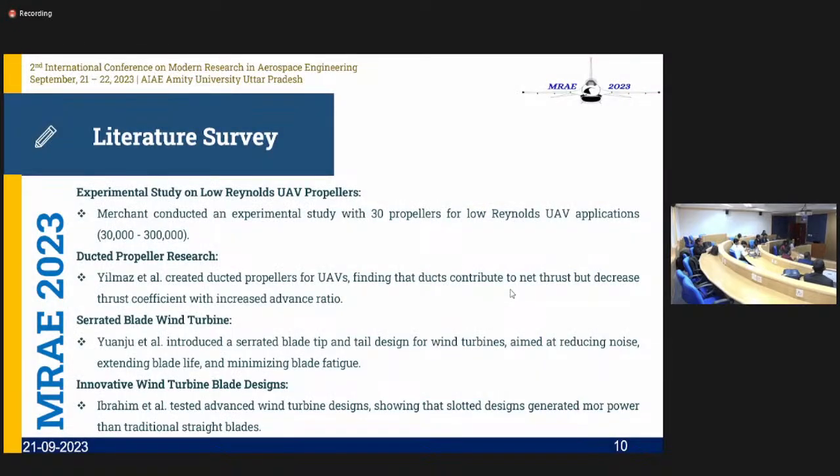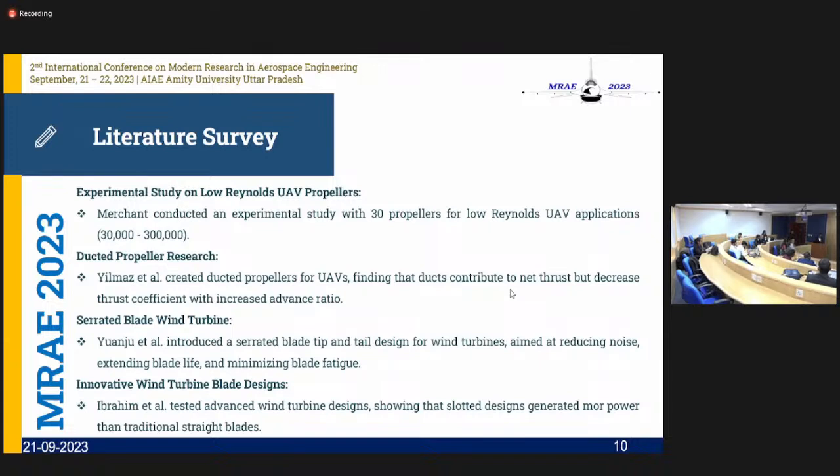Next, the experimental study on low Reynolds number UAV propellers, which Merchant conducted with 30 propellers for low Reynolds UAV applications, around 30,000 to 3 lakh. And ducted propeller research, which is highlighted by Ilzma et al., who created ducted propellers for UAVs, finding that the ducts contribute to net thrust but decrease the thrust coefficient with increased advance ratio.